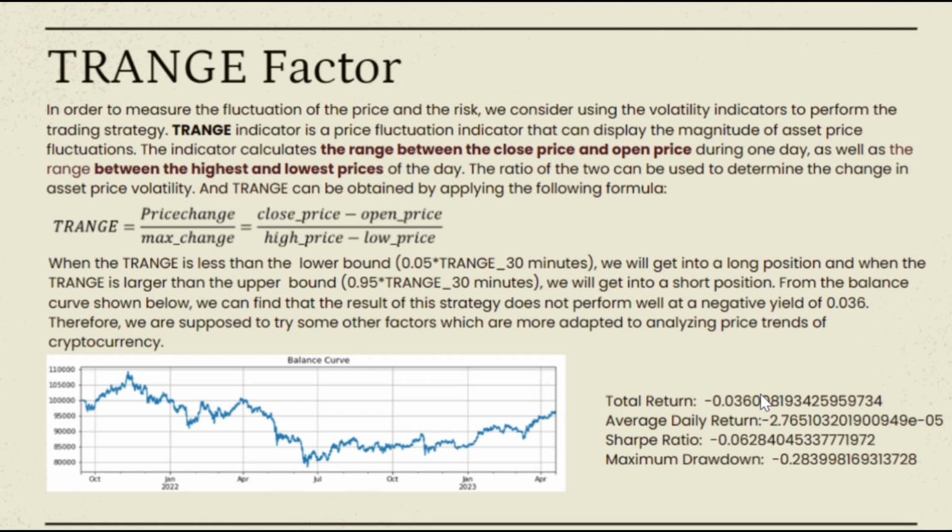The ratio of the two can be used to determine the change in asset price volatility, and true range can be obtained by applying the following formulas. When the true range is less than the lower bound, we will get into a long position, and when the true range is larger than the upper bound, we will get into a short position.